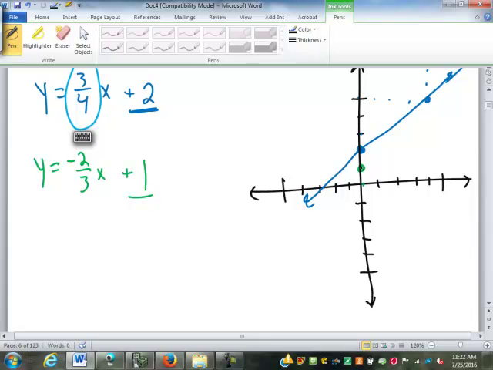So from that point, we go down 2 for our rise. And we run how much? 3. 1, 2, 3. Right there's our second point. If we wanted to, we could go down 2 and over 3 again. Get a third point if we needed it. There's our line.